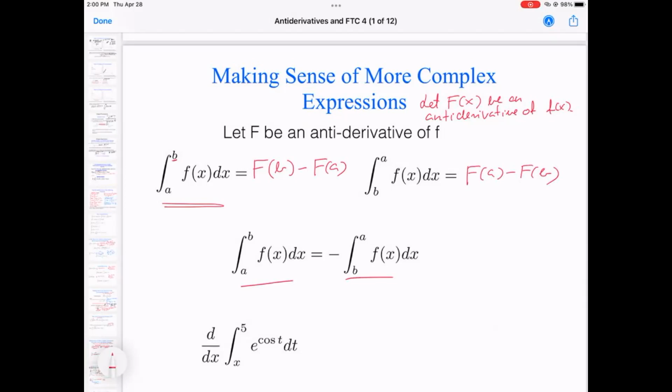So when you interchange the order of the upper and the lower limit in an integration, then it's going to be a -1 multiple, right? So this is the same as -1 times F of b minus F of a, which is this relationship right here.